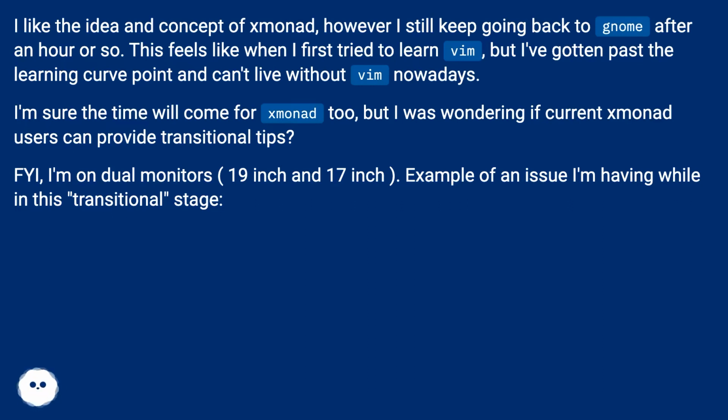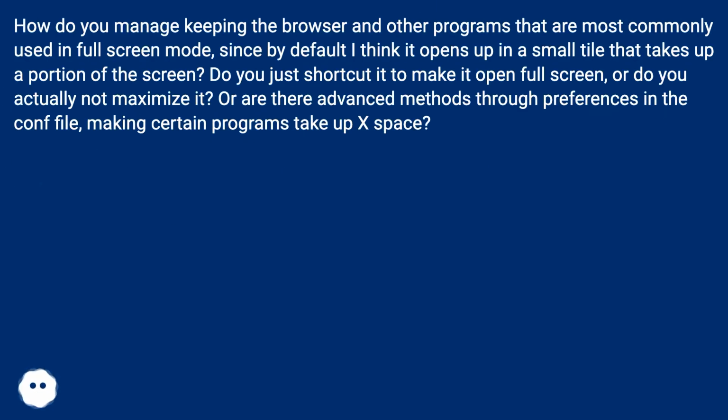Example of an issue I'm having while in this transitional stage. How do you manage keeping the browser and other programs that are most commonly used in full screen mode, since by default I think it opens up in a small tile that takes up a portion of the screen? Do you just shortcut it to make it open full screen, or do you actually not maximize it? Or are there advanced methods through preferences in the conf file, making certain programs take up X space?